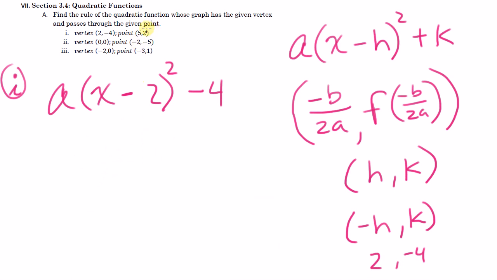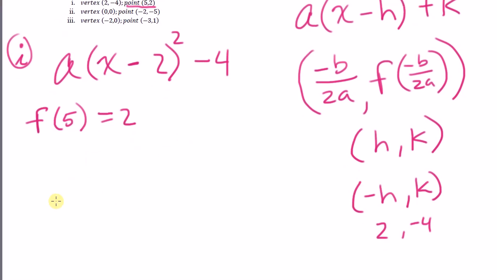And then what we need to do is make sure that this equation passes through the point 5 comma 2. So we're going to set this equal to 2. The f of 5 should be equal to 2. I'm getting the 2 from the y term, and the x is going to be the 5. So I'm going to input 5 and get 2, and I'm going to solve for a. So we have a times the x is 5, so 5 minus 2, we're going to square that, we're going to subtract 4, and that is going to be equal to this 2.